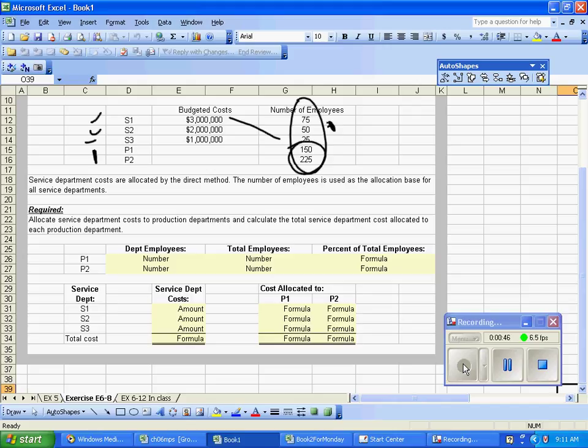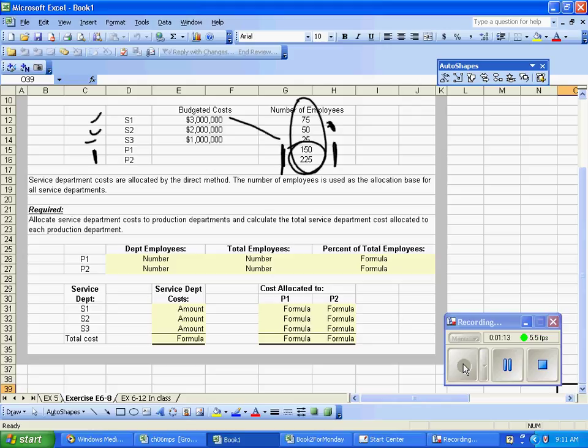This is called the direct method. What I want to make clear here is that with the direct method, when you're allocating based on number of employees, I'm just looking at these two. We're not concerned with the number of employees in the service departments. There's other methods, one that's called the step method, that uses the number of employees in the service departments, but the direct method does not.